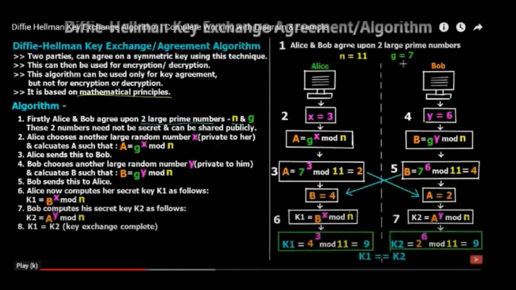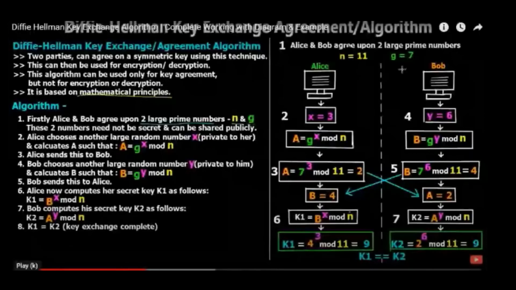These numbers are going to be public, so there is no problem in that. They are selecting N equal to 11 and G equal to 7. Bob can share this with Alice, and Alice can send it to Bob. No problem. Even if an attacker captures that, there is no issue for them. So they agree on 2 different numbers in the beginning, N and G. In this case, I'm going to take N equal to 11 and G equal to 7. This is step number 1.